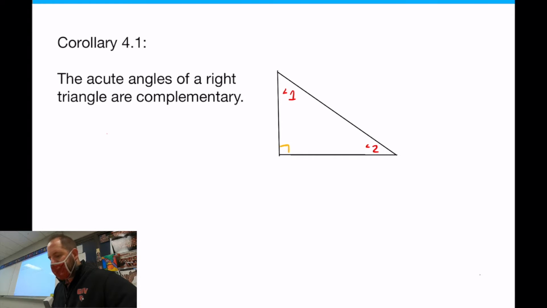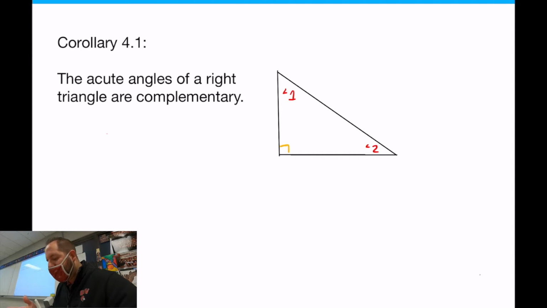Acute angles. That's the two angles on the inside. I numbered them 1 and 2. Those are the acute angles on a right triangle. They're the angles that are smaller than 90. They have to be complementary. These two angles have to add up to be 90, whatever they are. The reason why I don't use this too often is because I just use Theorem 4.1 more, where you add up all three and it makes 180.